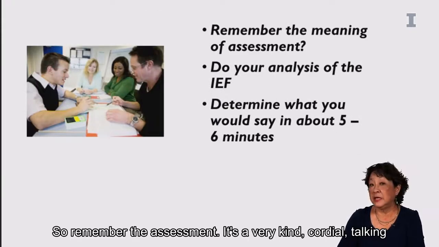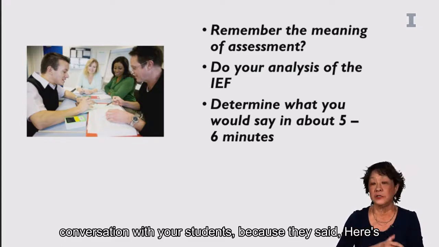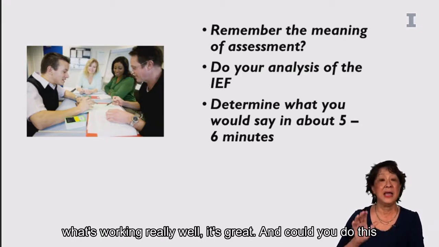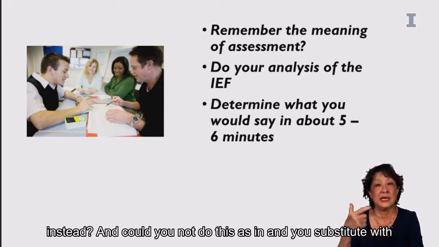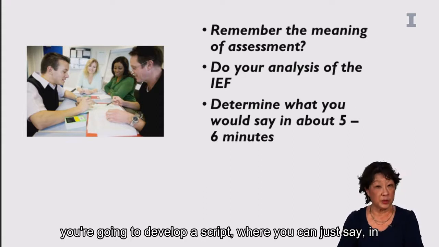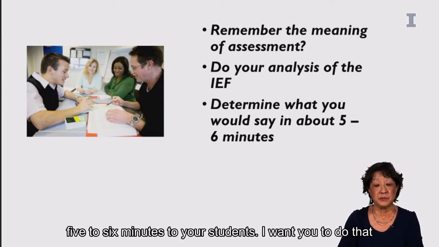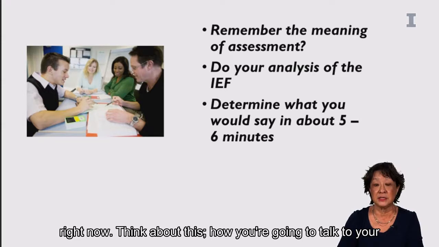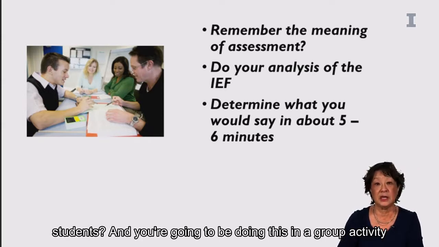So, remember the assessment? It's a very kind, cordial, talking conversation with your students because they said, here's what's working really well, it's great. And could you do this instead? And could you not do this and you substitute with that? So do your analysis of the informal early feedback, and you're going to develop a script. What are you going to say in 5 to 6 minutes to your students? And I want you to do that right now. Think about this. How are you going to talk to your students? And you're going to be doing this in a group activity in a minute.